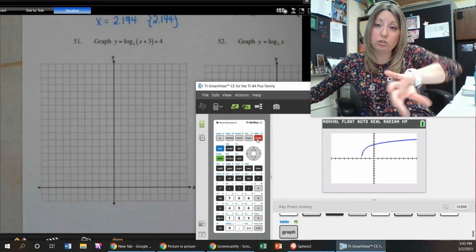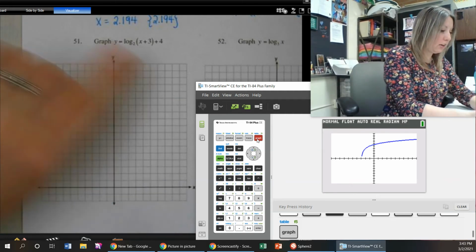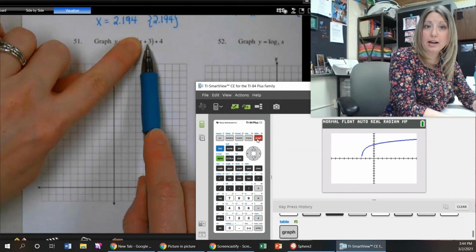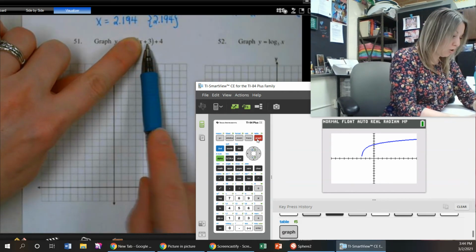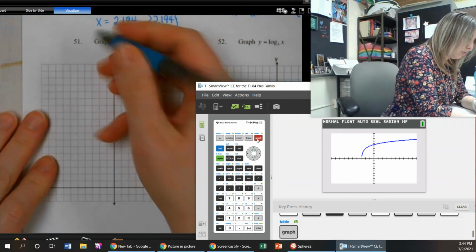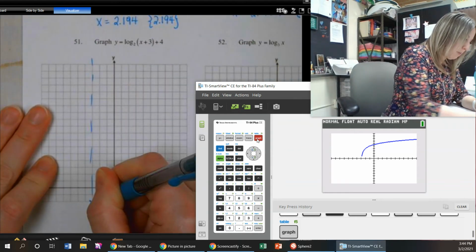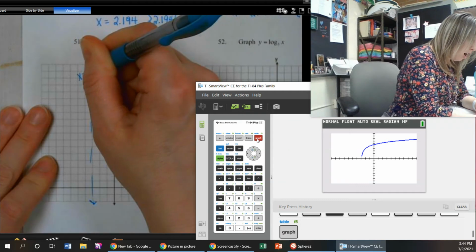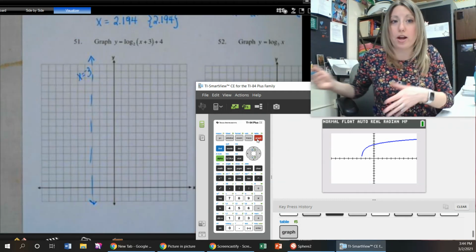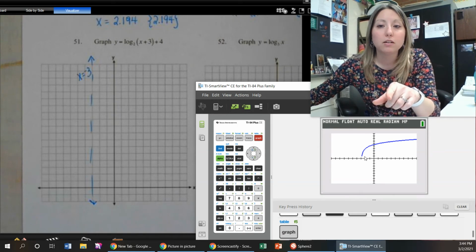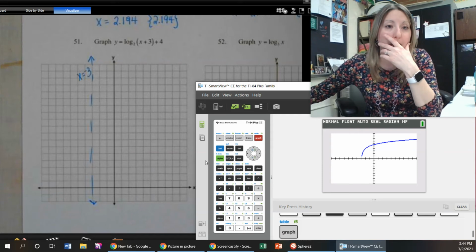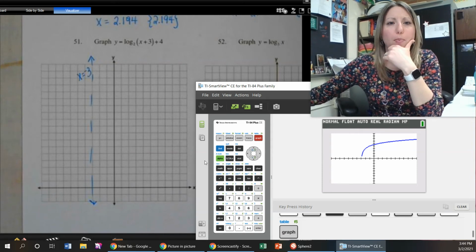And then the 3 scooched it over and essentially told me that x equals -3 is my asymptote. So 1, 2, 3, x equals -3 is my asymptote right here. I'll be able to see that on the table real quick, and I'll show you that in a sec. But that just then gives me my asymptote. Okay, that's giving me my asymptote and just helping me out a little bit as far as that goes.